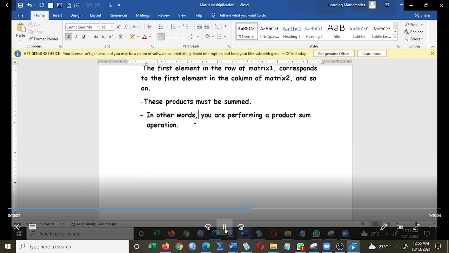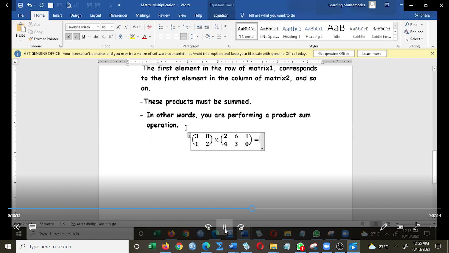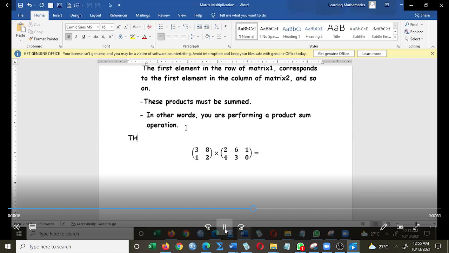Put a comma there. So we already know our answer. So let's put a therefore there. Therefore, our answer is going to be 2 by 3, because matrix 1 has 2 rows, 1, 2. Matrix 2 has 3 columns, 1, 2, 3. So it's a 2 by 3. Okay, we're going to get a 2 by 3.